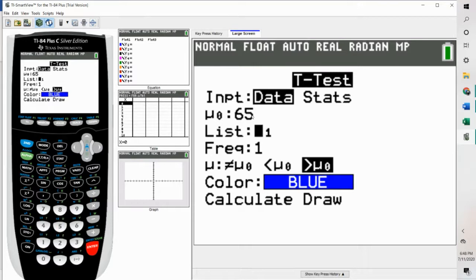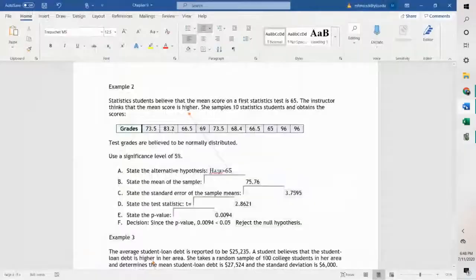I guess we didn't read the whole problem. The statistics students believe that the mean score on a first statistics test is 65. The instructor thinks that the mean score is higher. Notice higher means we were testing greater than.